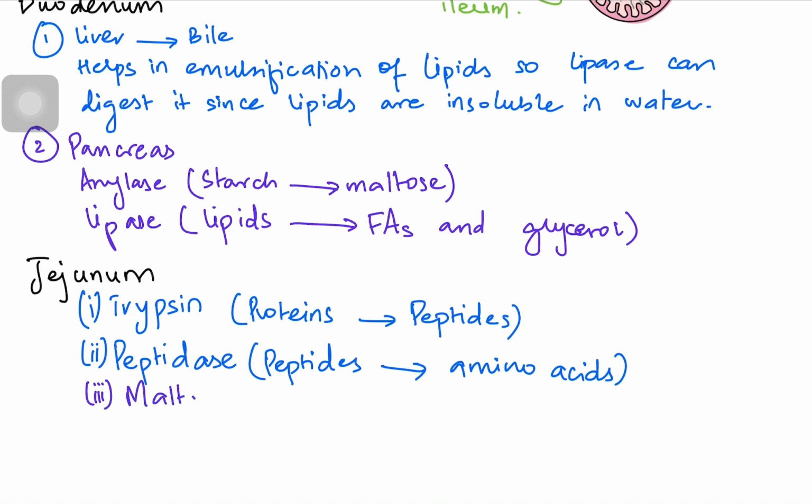Then what we have is maltase. We can figure out what it does. It breaks down maltose into 2 glucose monomers. And glucose is the smallest of the monosaccharides.